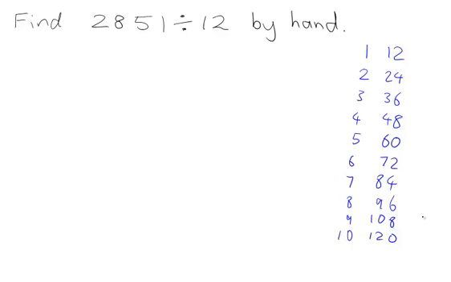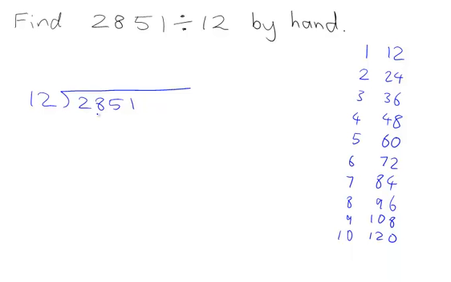So now let's write our long division. If I wrote that as a fraction, the 12 would end up on the bottom. If I write it as a long division, I have to flip it around the other way and put the 12 over this side. So 12 into 2851.